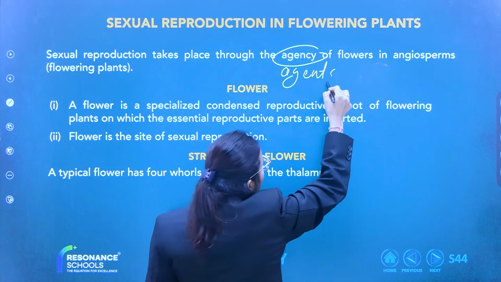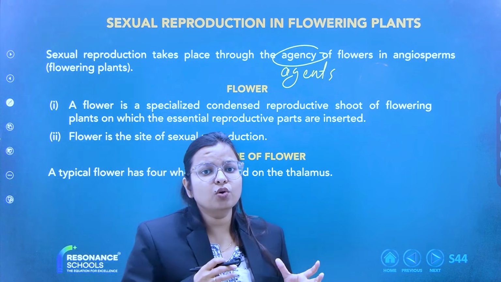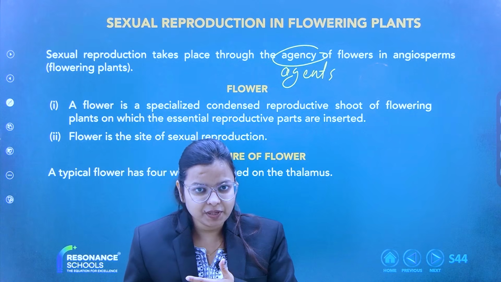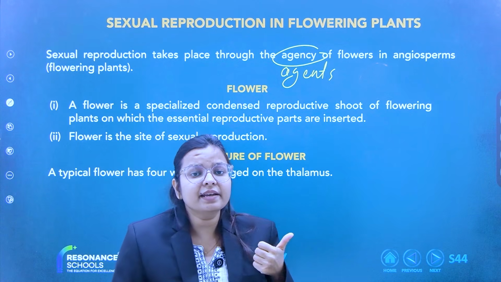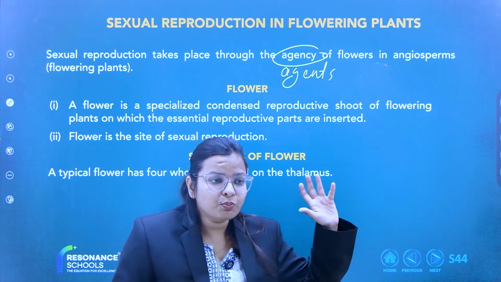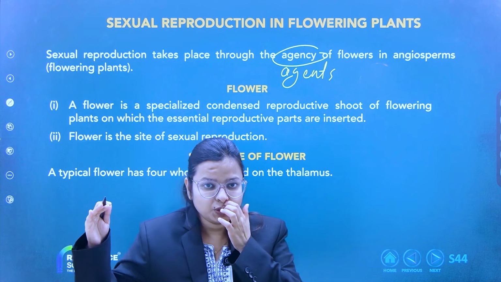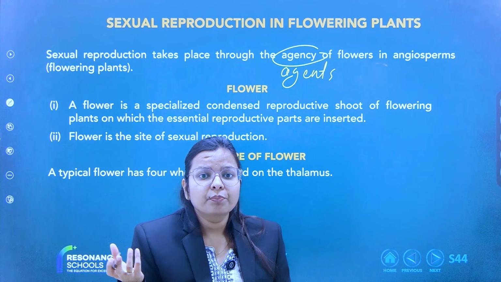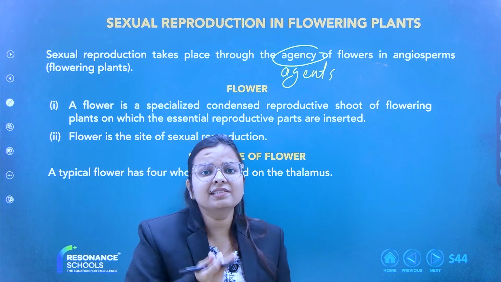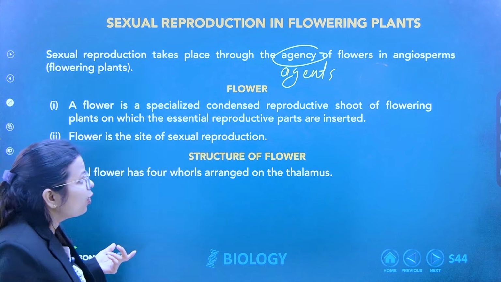What are the agents for sexual reproduction? Honeybees and insects cause pollination, and because of pollination sexual reproduction takes place. So you can say insects are agents for pollination. Sometimes pollen grains can be taken by wind, so wind can also be a pollinating agent. Water can also be a pollinating agent. Insects can also be pollinating agents.